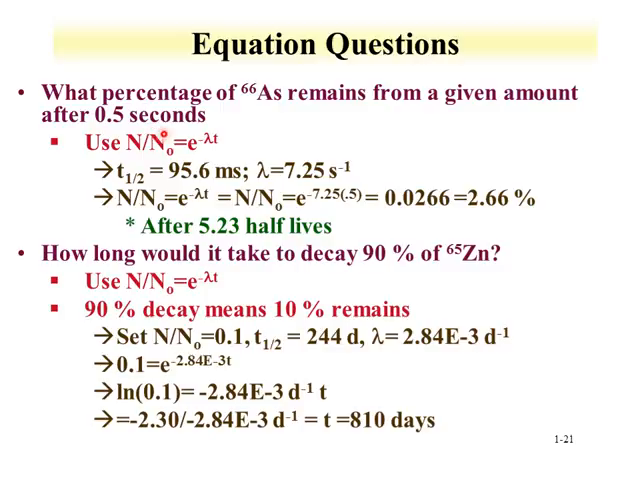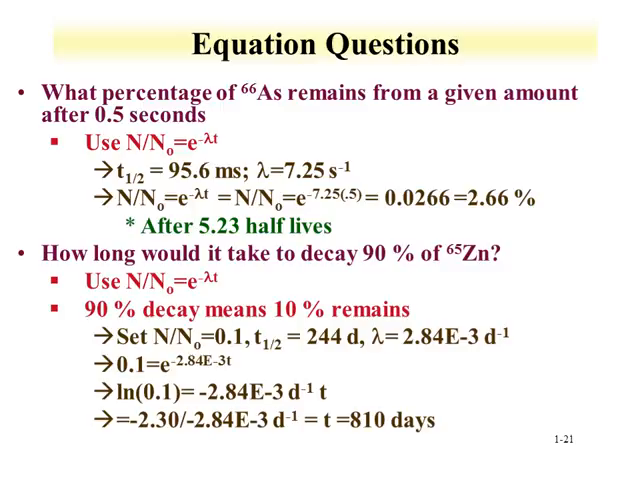I can just solve this directly, because if N is the amount at time t, and N naught is the initial amount, well, that's just going to give me a percentage. The half-life of arsenic-66 is 95.6 milliseconds. The decay constant is log 2 divided by 95.6 times 10 to the minus 3 seconds. So I plug that term into here. There's my lambda, there's my t. This value is 0.0266 or 2.66%. So after around 5 half-lives, very little of that isotope remains.